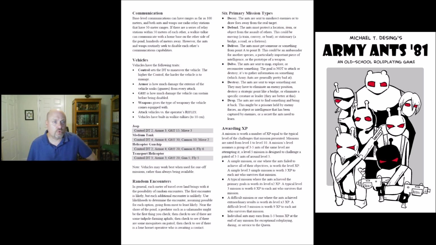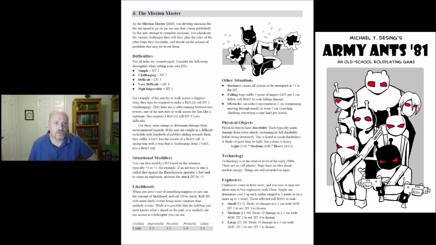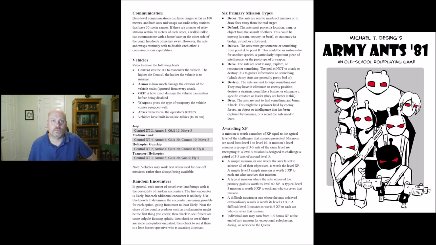Now, the one thing that, of course, this is a base set of rules, and he says that he's going to put out some more products for it, and I would love to see a full mission, just so you can get your head more around what that would look like. But it tells you about random encounters here, and it's very smart. It says, in general, each meter of travel over land brings with it a possibility of a random encounter. The first encounter is likely, but each additional encounter is unlikely. Use likelihoods, which you'll find here in this section, in the bottom left, to make a D6 roll, and you'll be able to see whether or not it is likely or unlikely for something to happen.